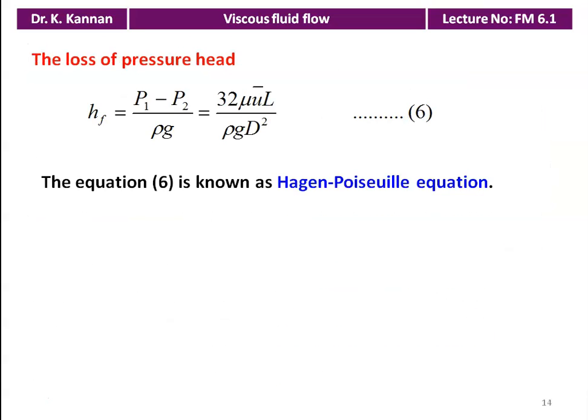And in this equation, the loss of head in the direction of the flow, HF, is equal to P1 minus P2 divided by rho g. Substituting P1 minus P2 from the previous equation, we get 32 mu u bar L divided by rho g d square. This equation is called the Hagen-Poiseuille equation, which is used to calculate the loss of pressure head in the flow through the pipeline.